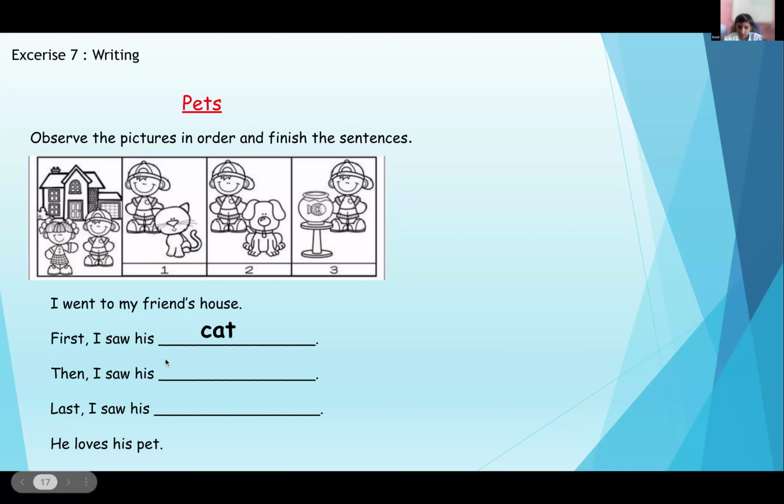Dog. Then I saw his dog. Is it his dog? Let's see. Yes. And for the last picture, last I saw his fish. A glass in fish. So what's the answer here? Is it I saw his fish? Yes. So as you can see in the last picture right here, the boy has a tank of fish.